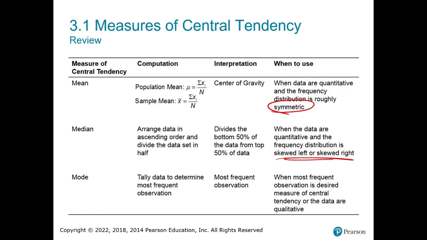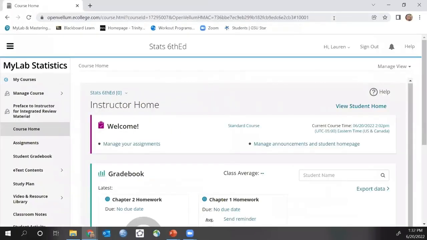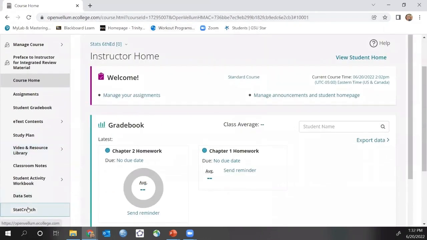Okay, so how do we do this in StatCrunch? Because right now we've only talked about how I do it by hand. All right, so I already have my Pearson open here to my course homepage. So if you have not gotten there already, you go ahead and navigate to Blackboard, open your Pearson MyLab home, because I'm going to go to StatCrunch and open up a data set.